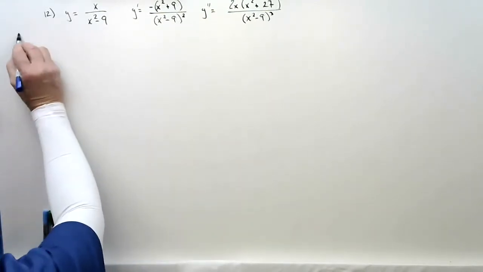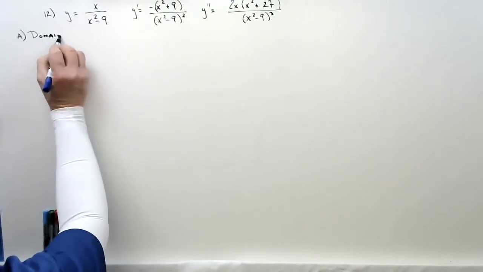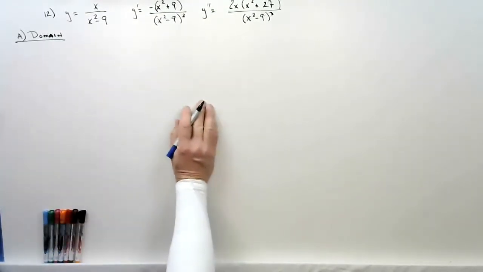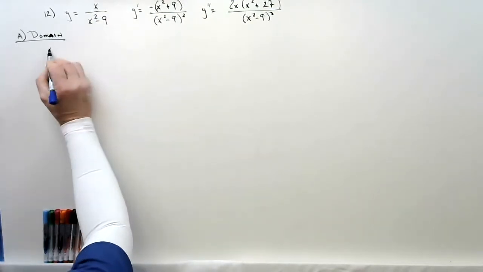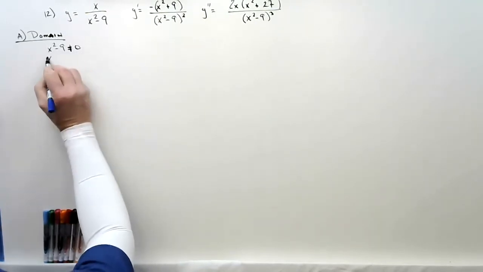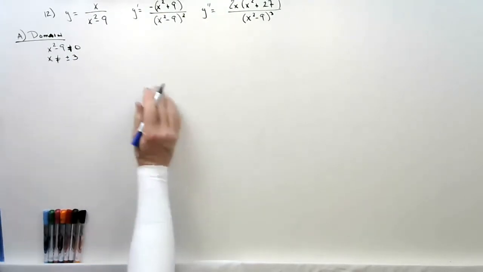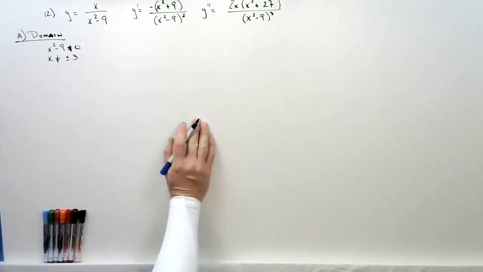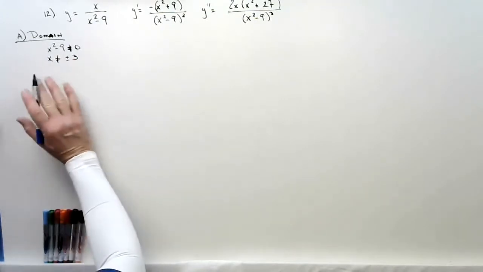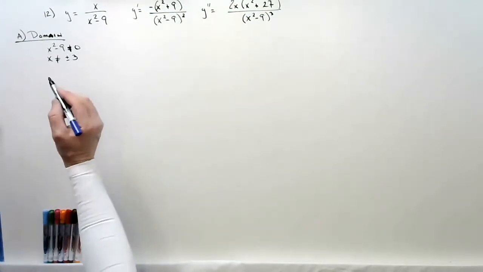So how do we begin? We begin with the domain. I'm going to do this kind of quickly because I'm assuming you can stop and start the video. The domain here: x squared minus 9 cannot equal 0, which means x cannot equal plus or minus 3. And I'm not going to write every single step out with all the detail that I would expect from you on the test either. I've showed you that in detail in class.